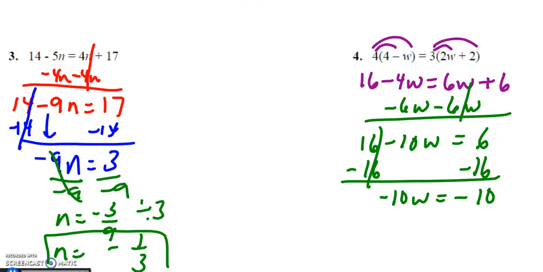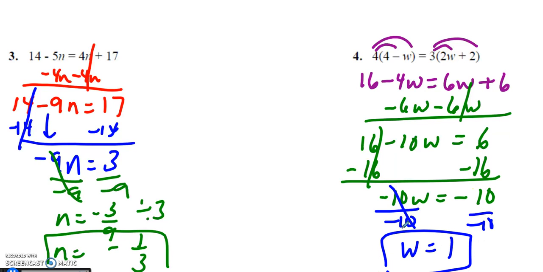I then would divide both sides by -10 because these are being multiplied. So it looks like my W is -10 divided by -10, which is +1.